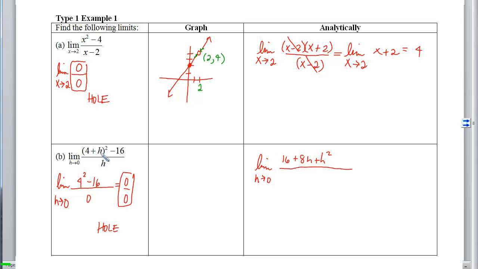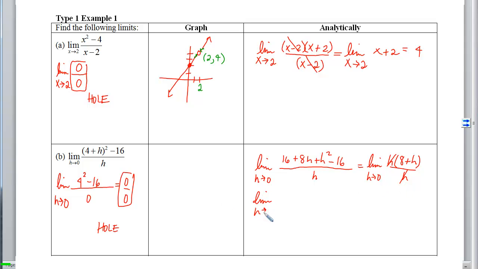Remember, we can write that 4 plus h twice and then do our distribution, or our reverse foiling. And then I can subtract that 16 at the back. When I do this, I end up with the 16s canceling, and then the top will have an h in common. As soon as I can pull out that factor, I can reduce it from the top and bottom.